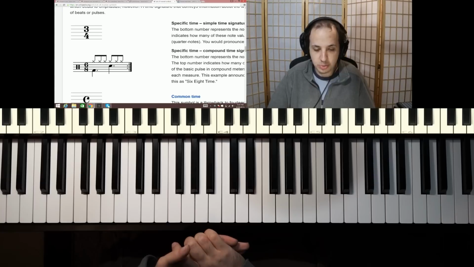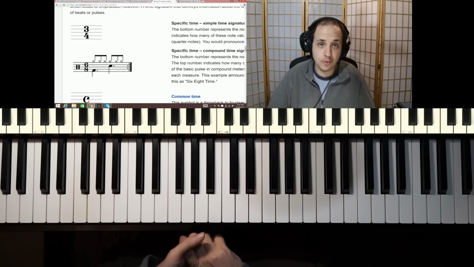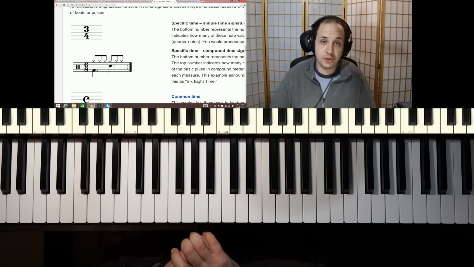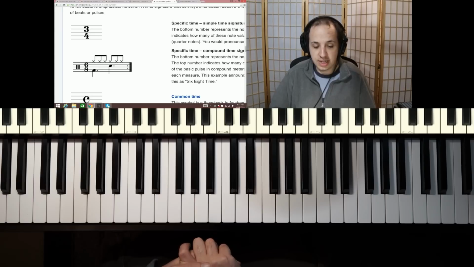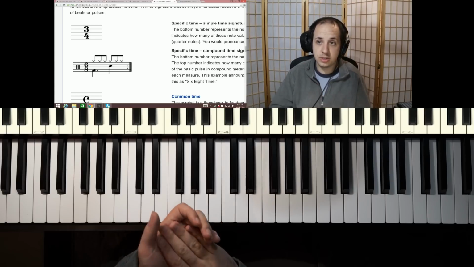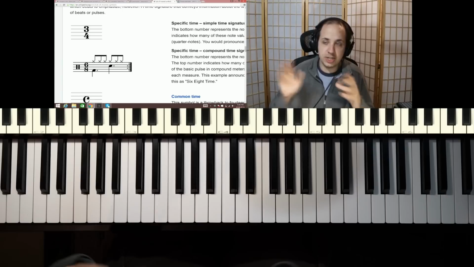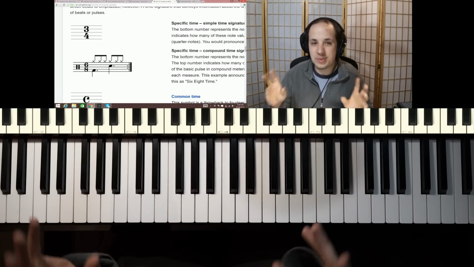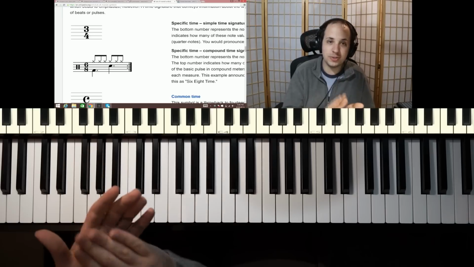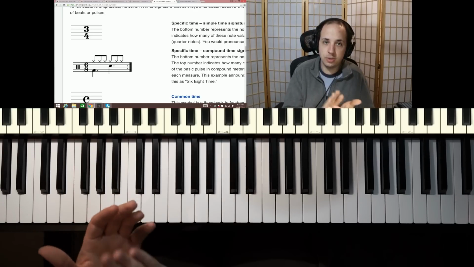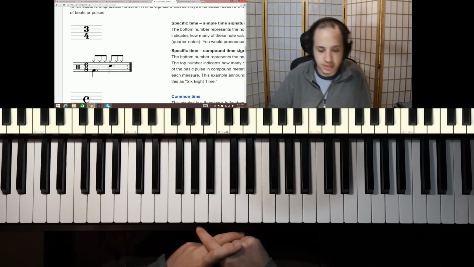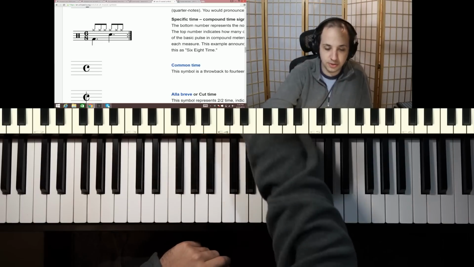Okay, so you have simple time signatures. That's like 3/4, 4/4, 2/4. They can only be counted one way. You can also have a compound time signature, which can be counted two ways. Like 6/8 can be counted 1, 2, 3, 4, 5, 6, or it can be counted as two groups of three: 1, 2, 3, 4, 5, 6, or 1, 2, 1, 2. I talked more about 6/8 in my rhythm lesson, so feel free to check that out as well. I have a whole playlist of those on the channel.